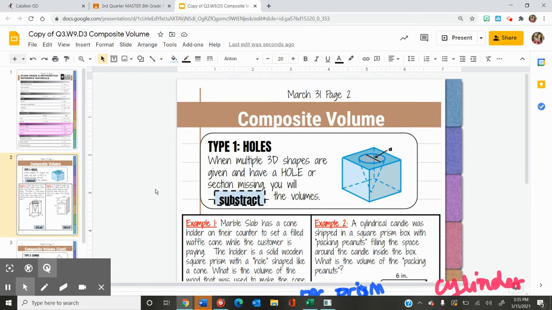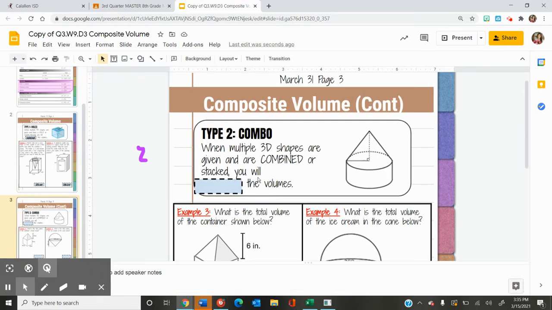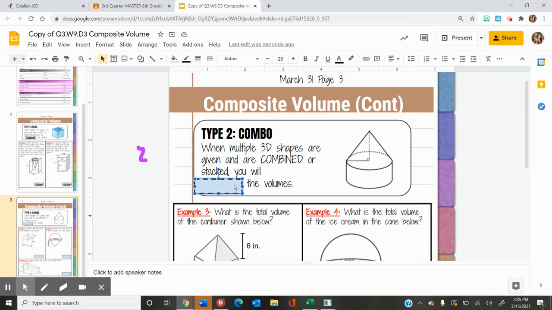Okay, so that was our first type, which was holes. Our next type is combos. Now, a combo is when multiple 3D shapes are given and they are combined or stacked. Whenever they do this, to find the overall volume, we're going to add them together. So here I would find the volume of this cylinder, and then I would also find the volume of the cone. And then I would add them together.